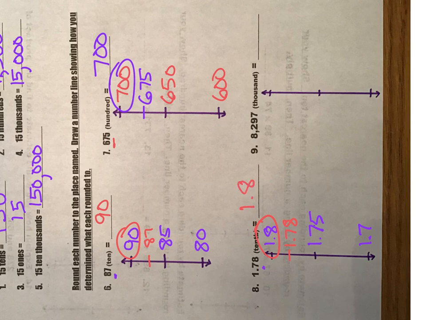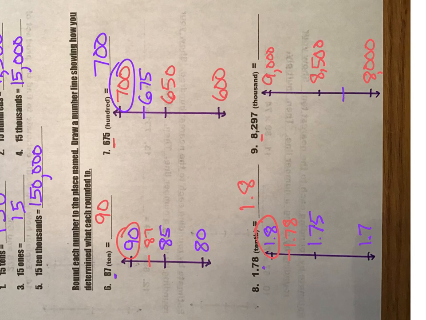Number 9, it says we're going to round to the thousands place. The number in the thousands place is the 8, so that would of course be 8,000. If 8,000 is my low, 1,000 more than that is 9,000. That is my high. Halfway between 8,000 and 9,000 is 8,500.